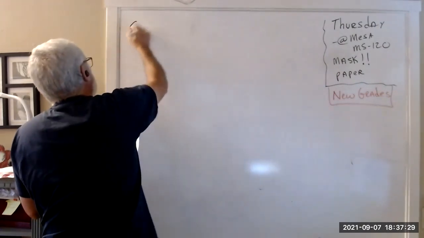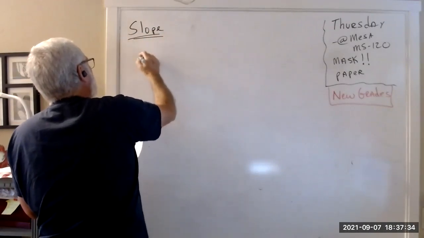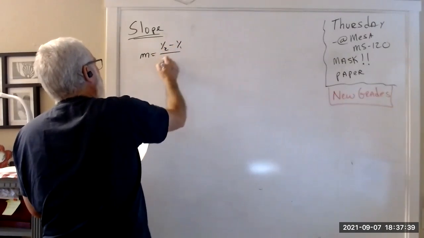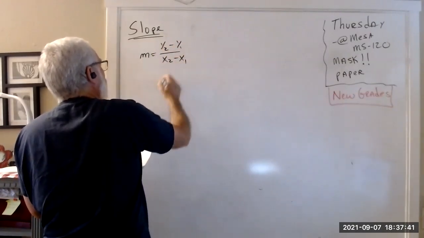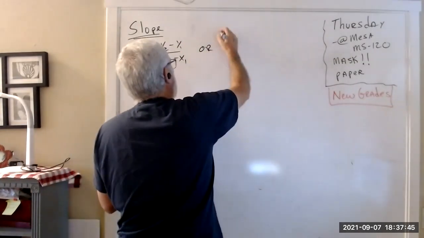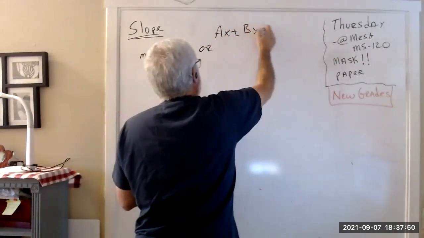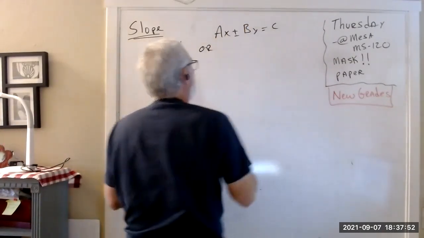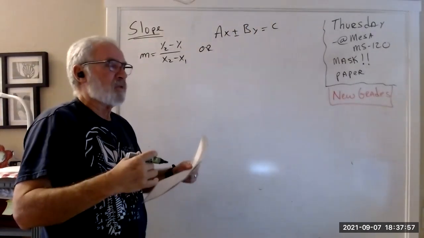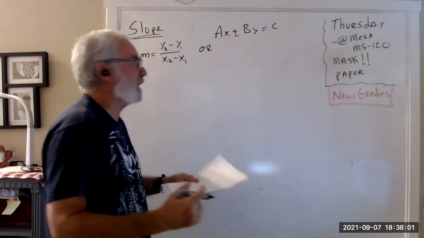So let's do a real quickie review. We have two ways of finding slope. The first way is with the formula m equals y sub 2 minus y sub 1 over x sub 2 minus x sub 1. Or the second way, if you have an equation like ax plus or minus by equals c. I'm just doing it using different vocabulary, slightly different notation.